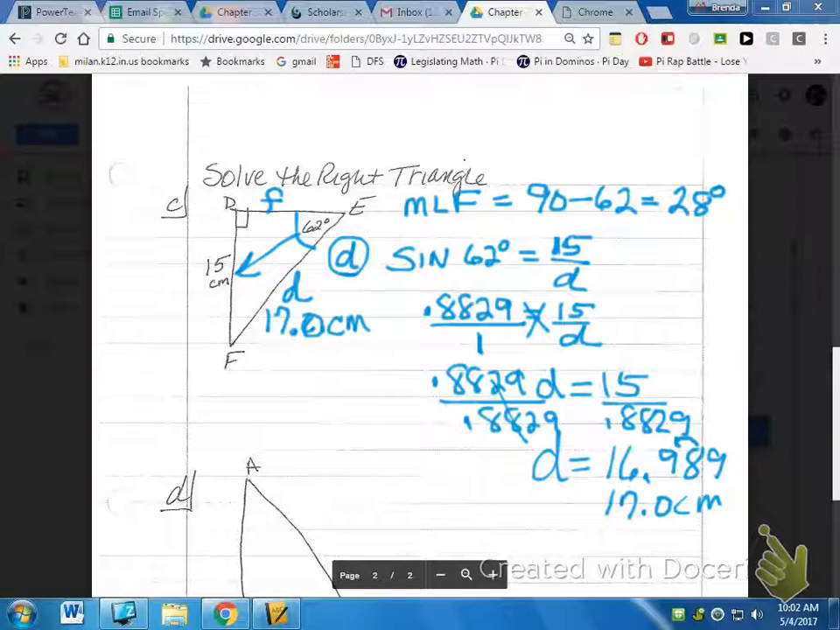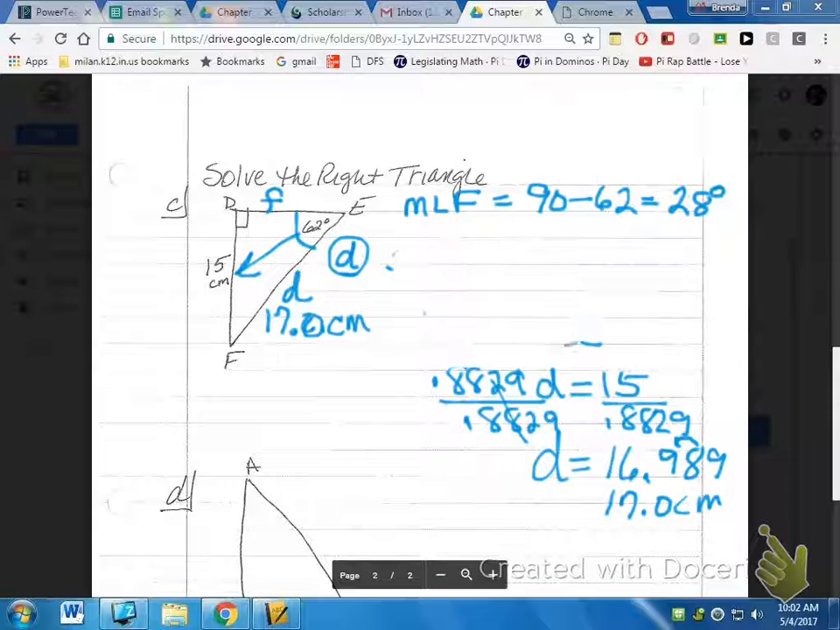You go back to 62 degrees, 15, and F. 15 is opposite. What's F to 62 degrees? Adjacent. Which one uses opposite and adjacent? Tangent. So, has everybody got the blue part of that problem written down? Okay, so I'm going to erase this so we can go look for F now. Okay, we're looking for F.